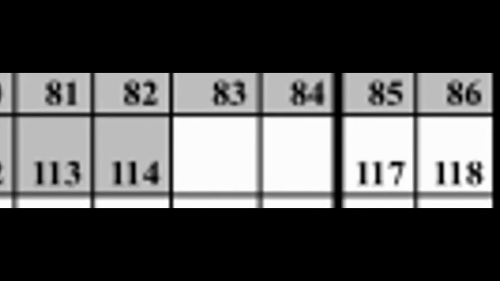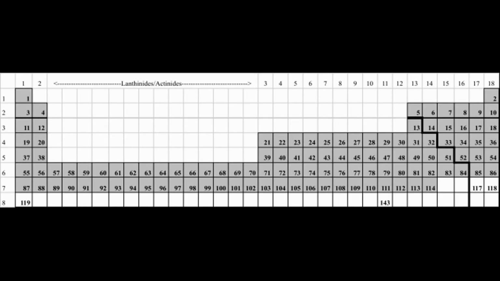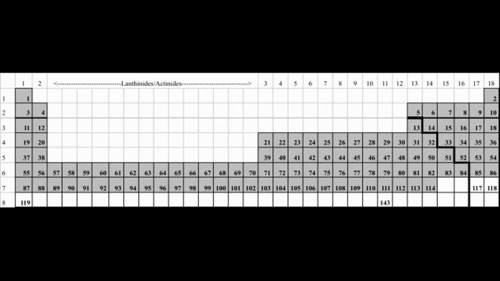The non-metals are element 118. Element 118 is a non-metal because it is located on the right of the black line. It is also an inert gas. The semi-metal is the last element, 117. It is a semi-metal because it is located on the black line.